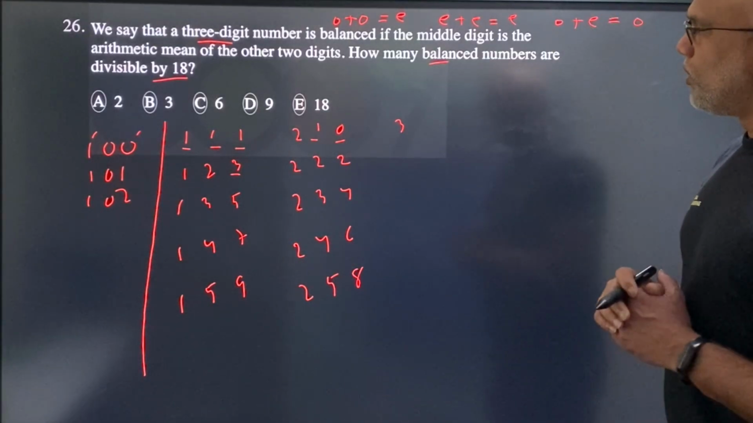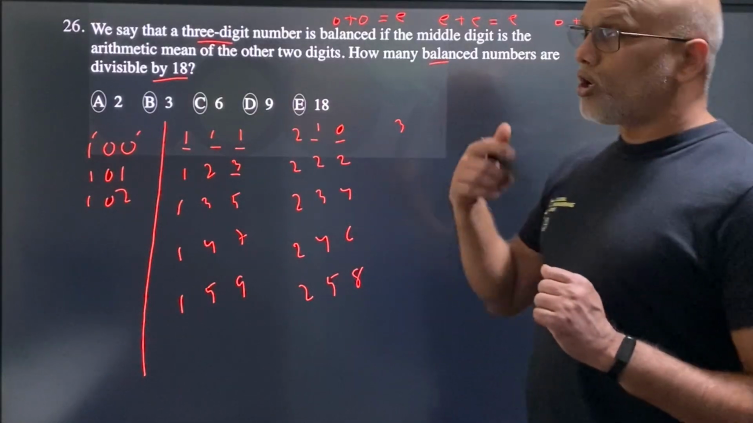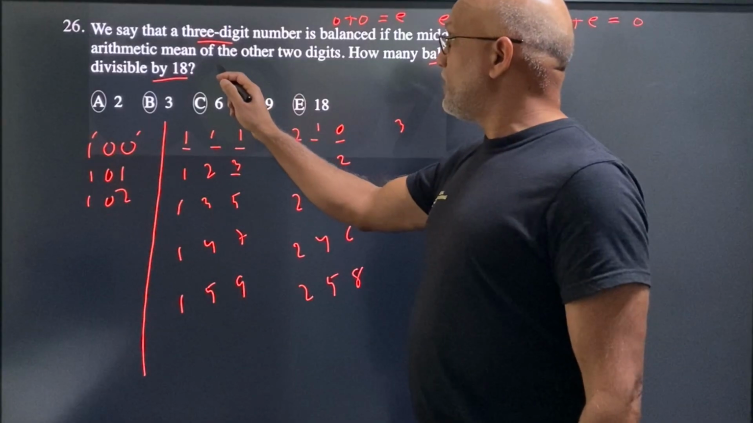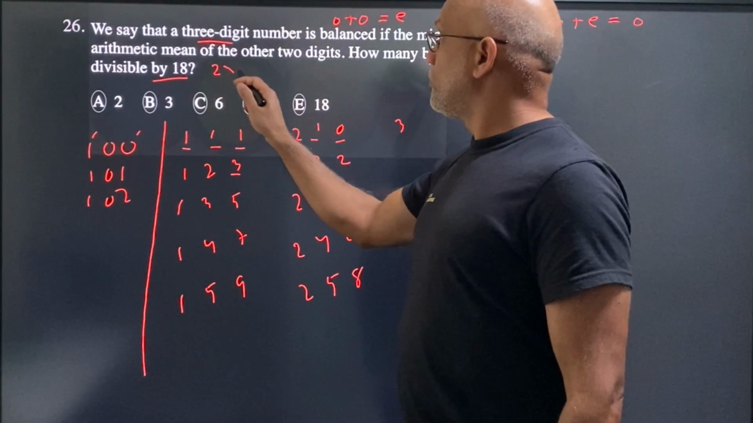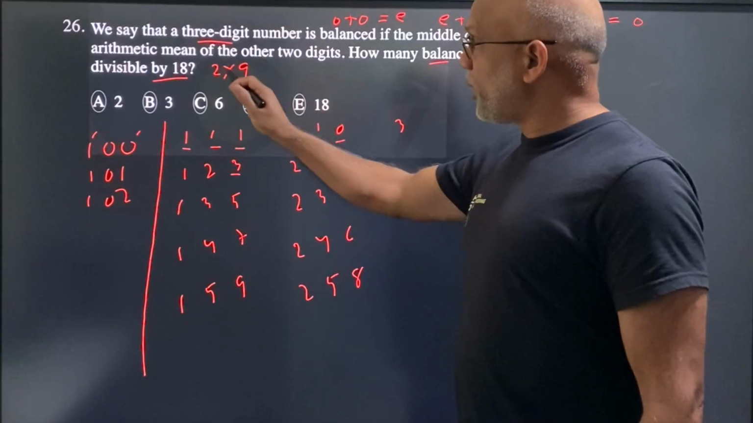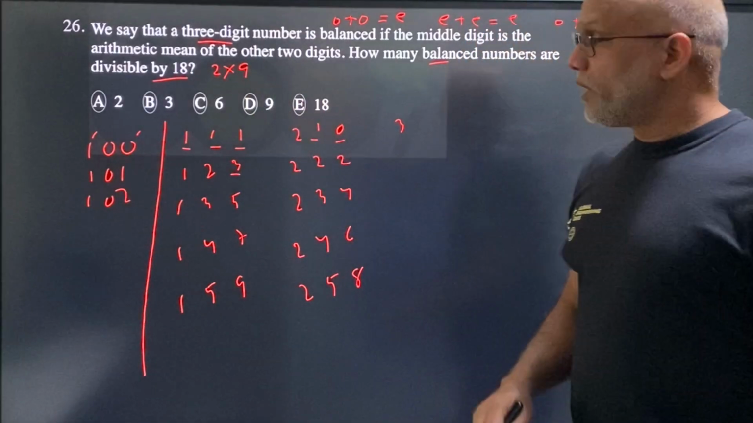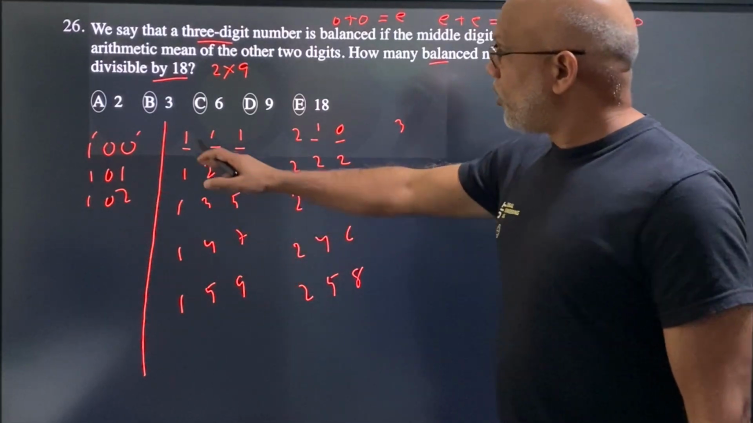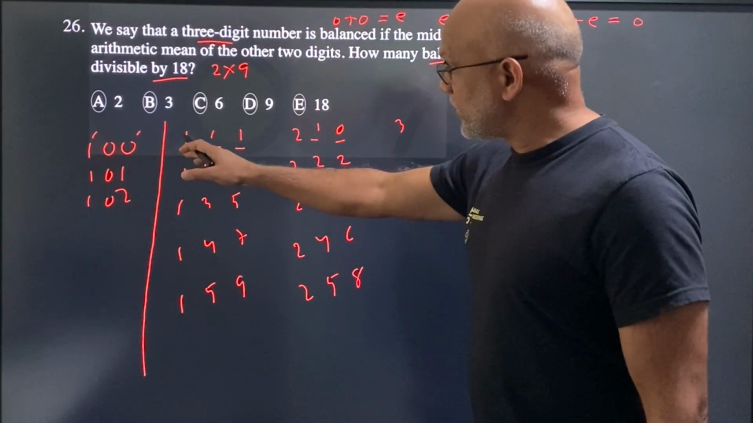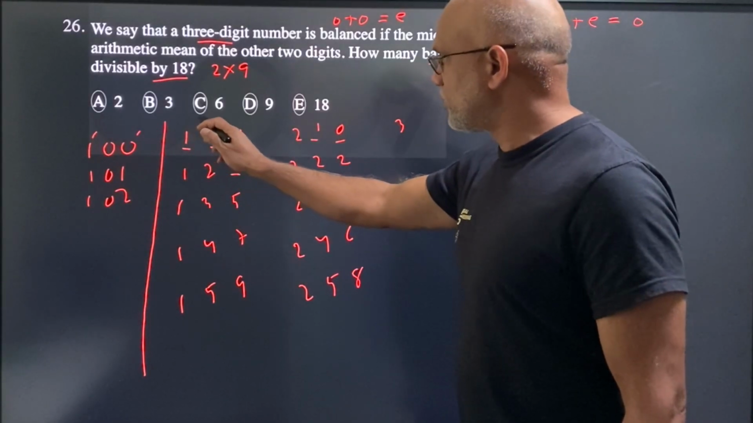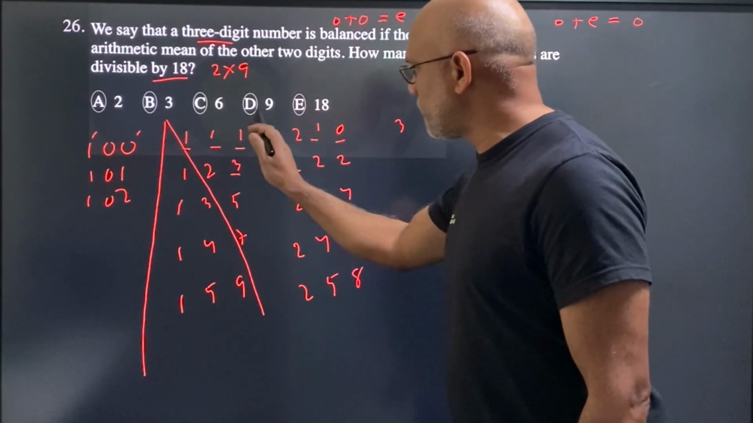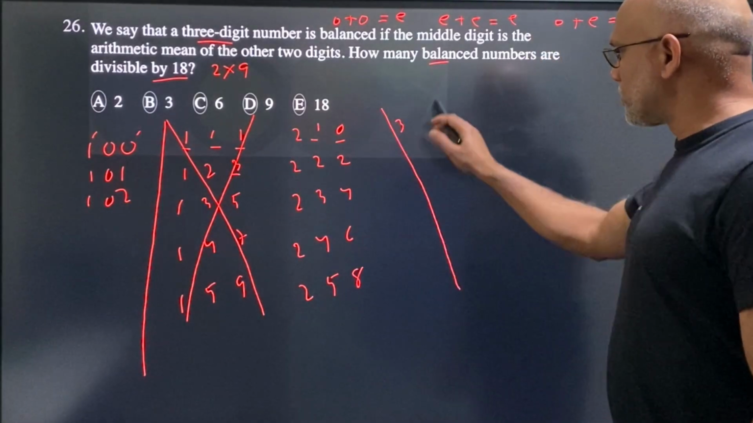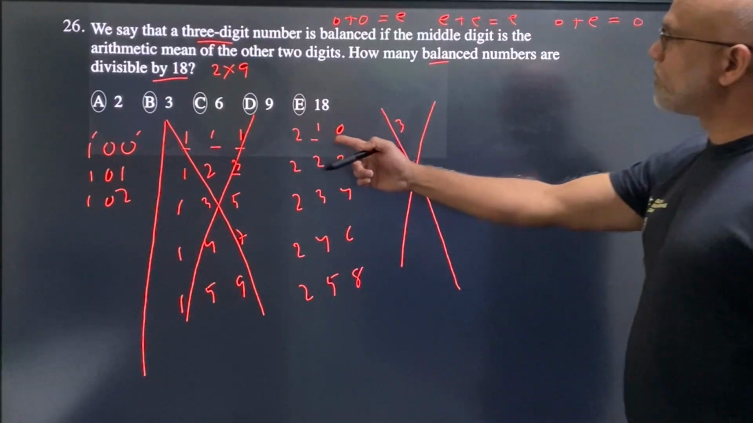But think about it. The other condition is it has to be divisible by 18. That means it has to be divisible by 2 times 9. Now, if it has to be divisible by 2, it cannot be an odd number, right? So all these things that start with an odd number are not going to work. Similarly, numbers starting with 3 are also not going to work. So we don't even have to check that. We need to check only the even numbers.